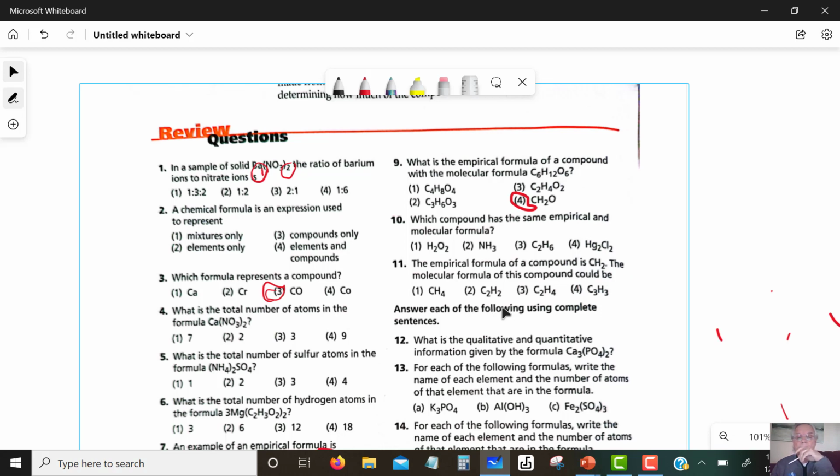Number 11, the empirical formula of a compound is CH2. The molecular formula of this compound could be, well, they want you to go in the other direction. What was it before it was reduced? So if it's CH2, it's got to be multiples of this. So it could be C2H4, it could be C3H6, anything where whatever it was before it was reduced. So the best answer for that one would be C2H4.